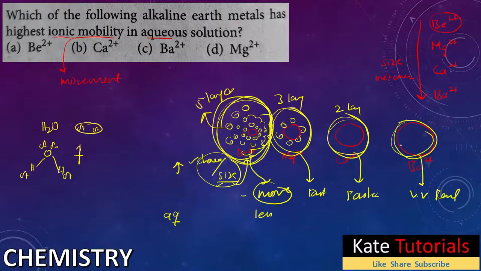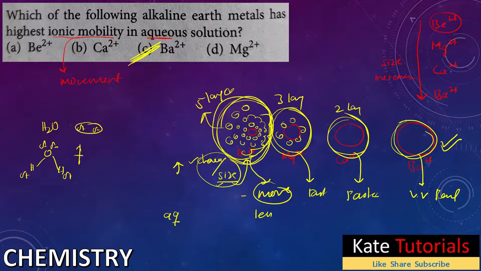So mobility of Ba2+ will be very high in aqueous phase, right? And that you have to remember, because water surrounds here only one layer, here 5 layers, 3 layers, 2 layers, right? So the movement of Ba2+ will be very faster. So what was the question? Highest ionic mobility in aqueous phase. So barium will move very faster, as only one water layer will surround this Ba2+ ion, as its size is more, so charge to size ratio of barium is less.